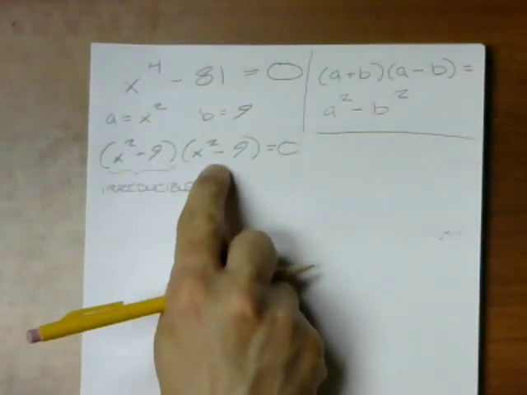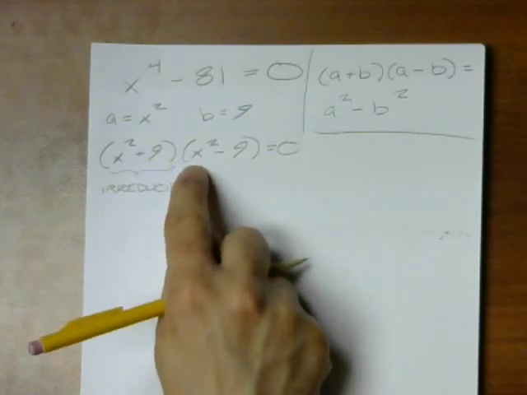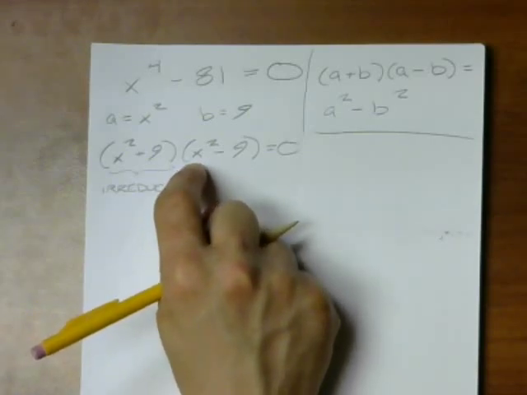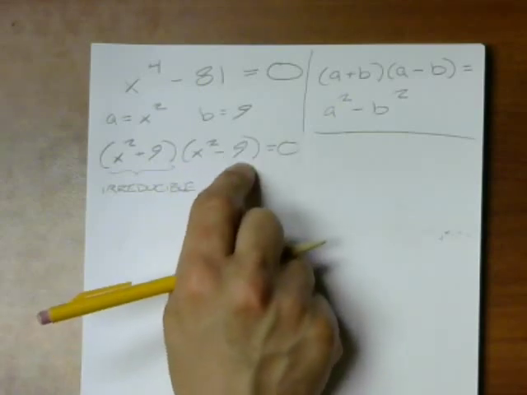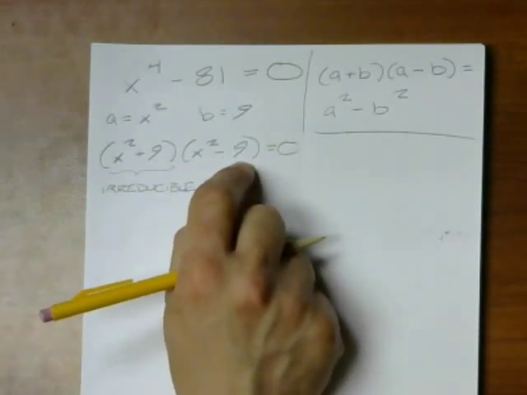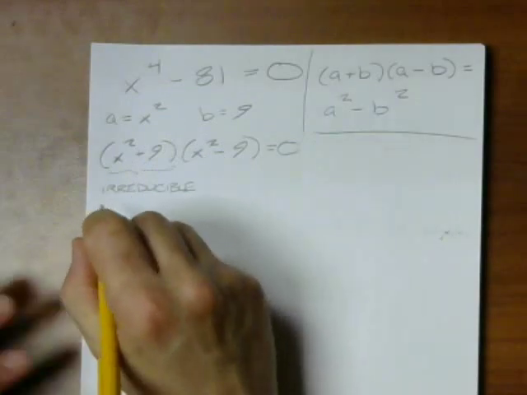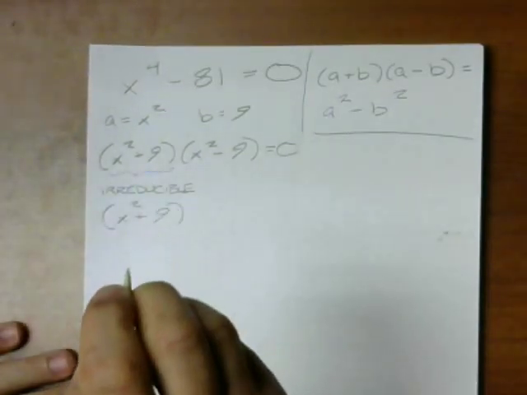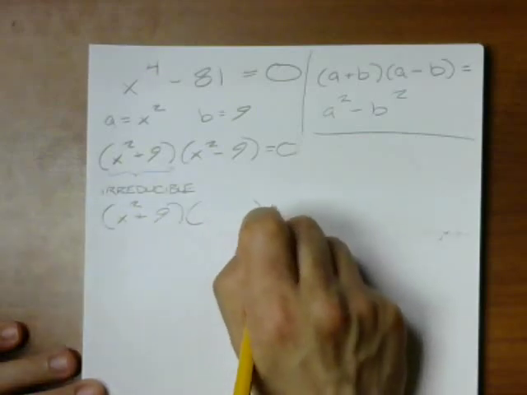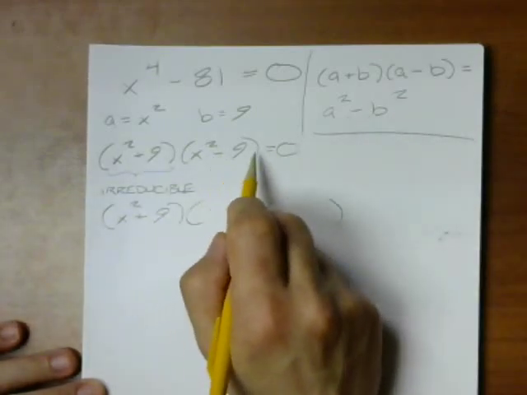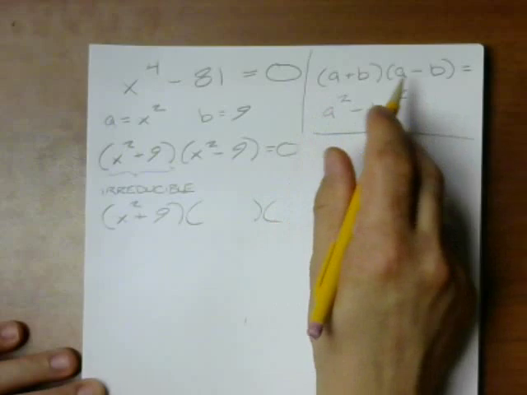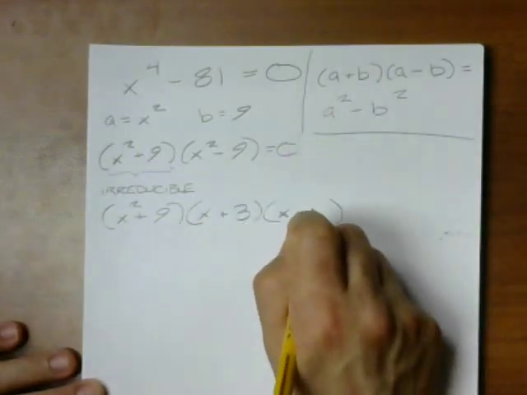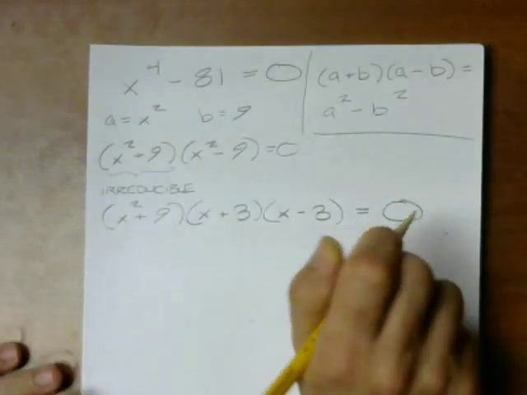But this is just another difference of squares. Obviously, x squared is a square. It's what we get when we square x. 9 is also a square. It's what we get when we square 3. So what do we get here? Well, I'm going to keep the irreducible, and I'm going to use my formula again. I get, if I use this formula, x plus 3, x minus 3.